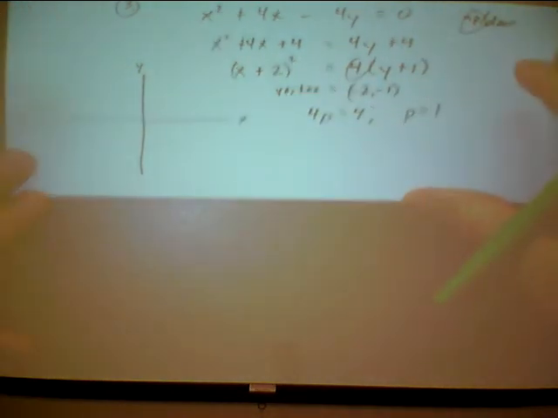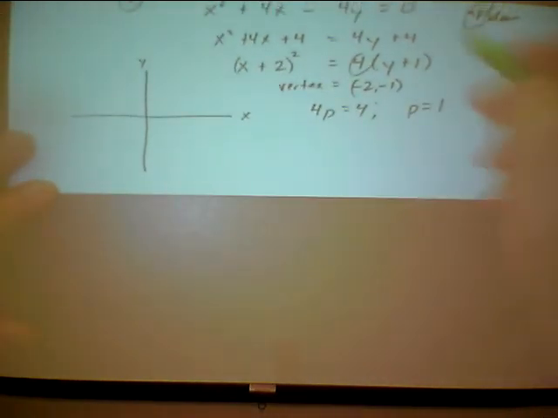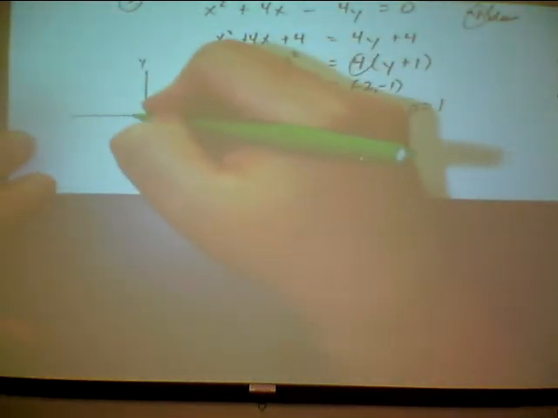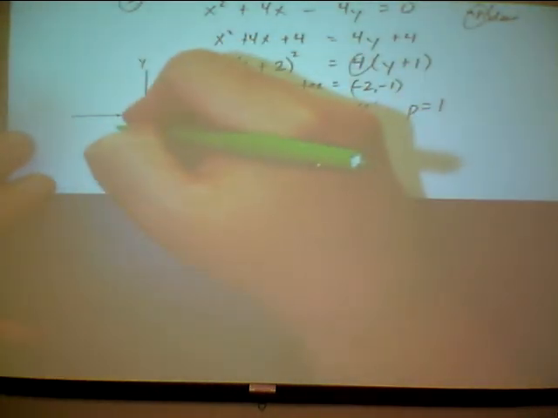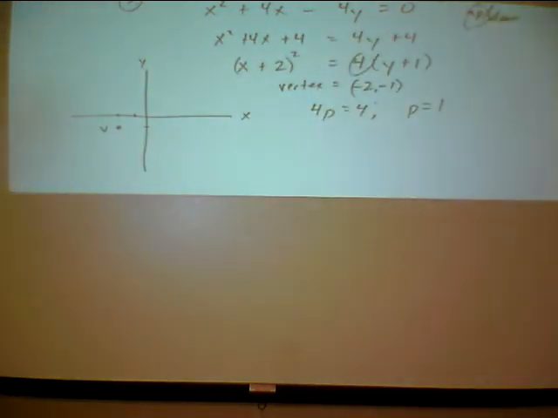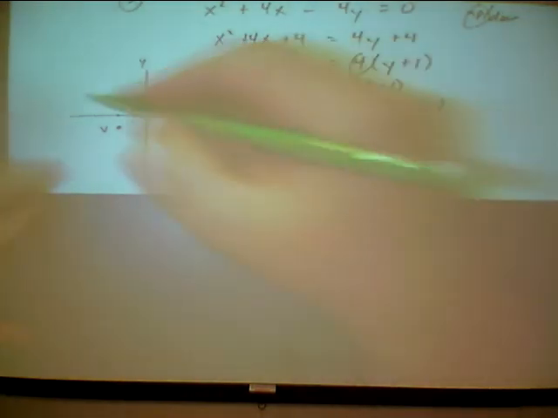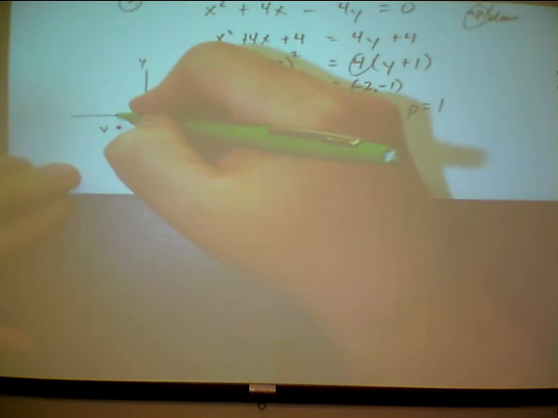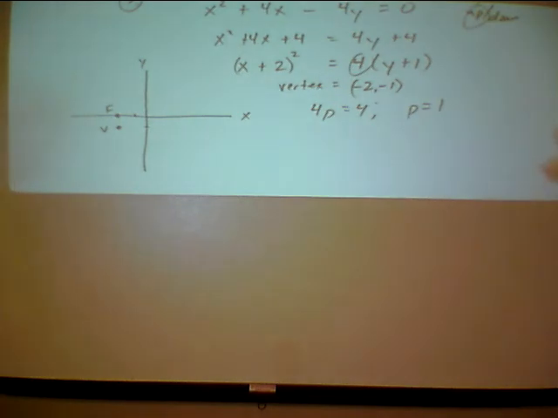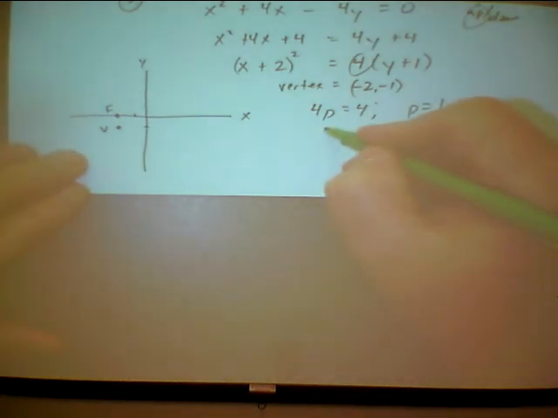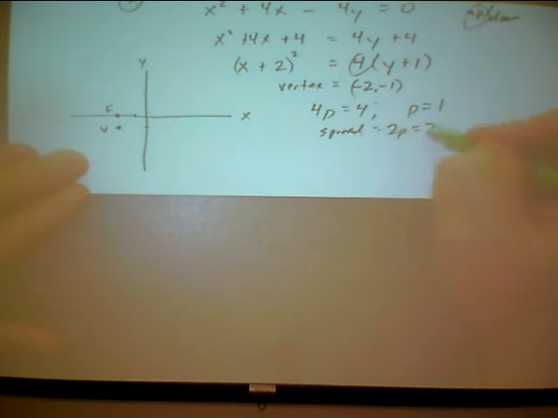So now I'm ready to try and sketch this parabola. Vertex, -2, -1. I know it's going to open up, so it's like this. So now with my p of being 1, I can go figure out my focus. And since the parabola opens up, I'm going to move up 1 right here. So there's my focus. And now my spread is always 2p. In this case, it's going to be 2.